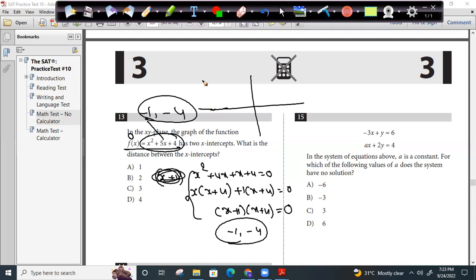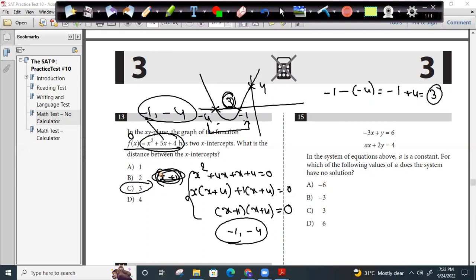So now the graph looks something like this. -4, -1, and the y-intercept is 4. The gap between -4 and -1 is 3. The distance from -4 to -1 is 3 units, or -1 minus -4 which is -1 plus 4, which is 3. So 3 is the answer. See how simple the questions are.